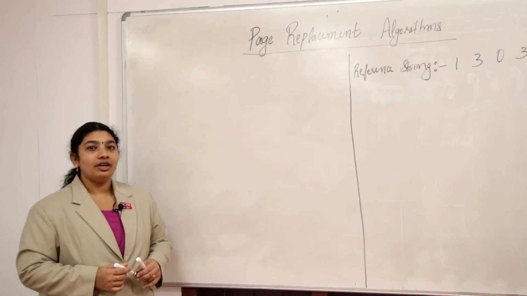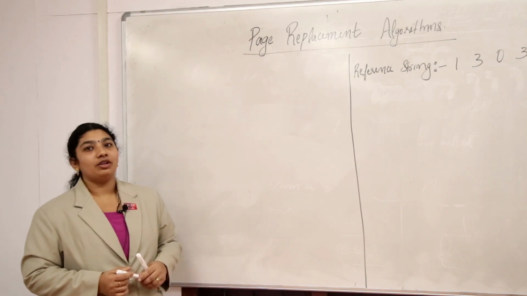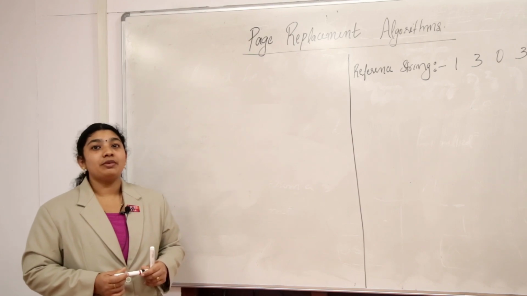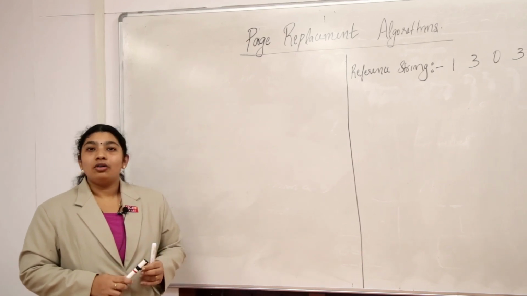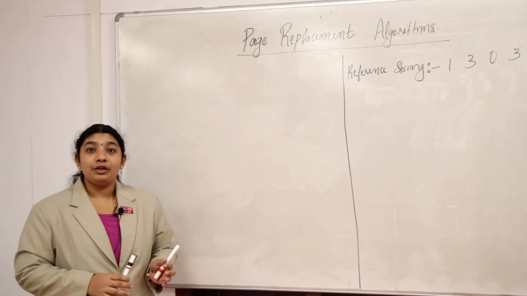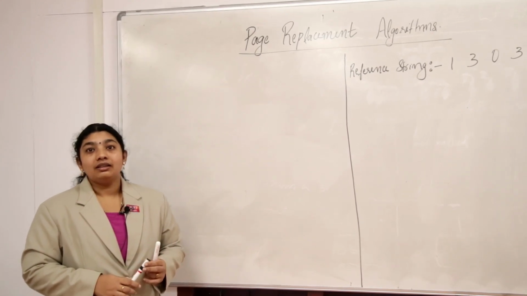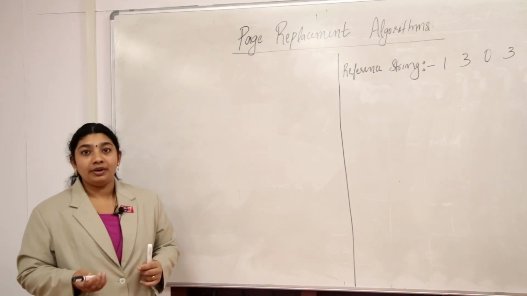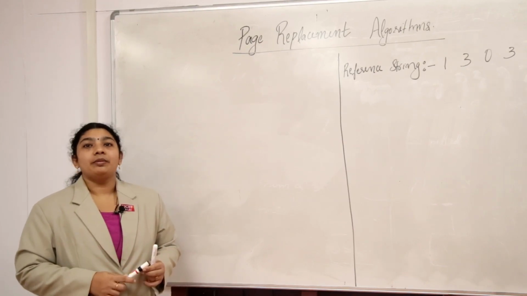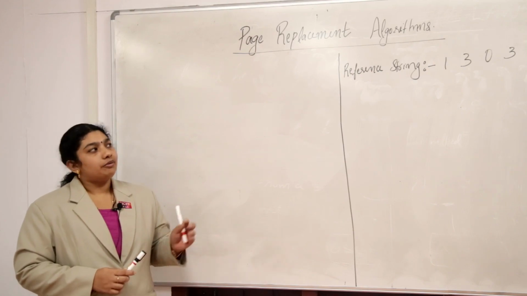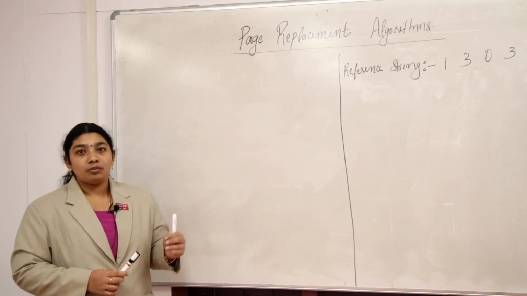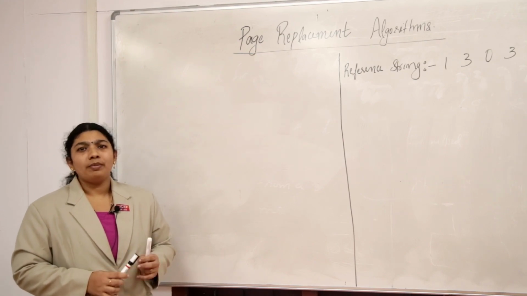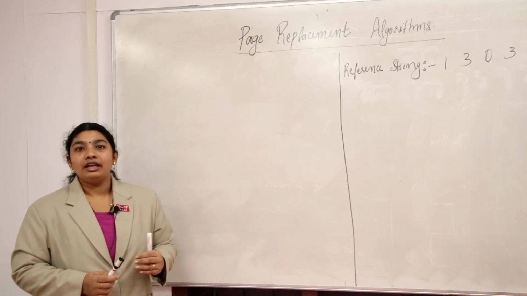Dear students, today we are going to see page replacement algorithms. First of all, what is a page replacement algorithm and why is it needed? We all know that whenever the CPU needs to execute particular data, the data which is present in the secondary memory or the virtual memory should be loaded to the main memory or the physical memory. The physical memory is very small in size compared to the virtual or the logical memory, so there won't always be enough space for loading new pages.